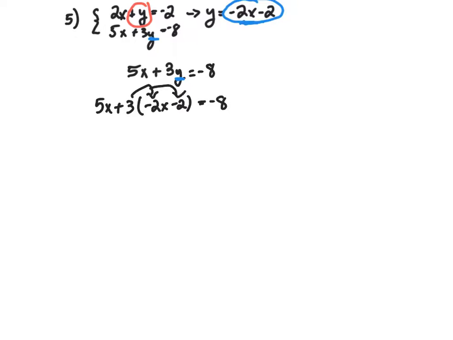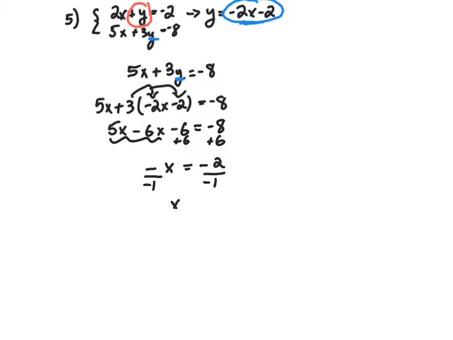Distribute. 5x minus 6x minus, not 2, sorry, 3 times negative 2, which is negative 6, equals negative 8. Combine our x's and add 6 to both sides. So we get negative x equals negative 2. And then we divide by negative 1 to both sides. X equals 2.